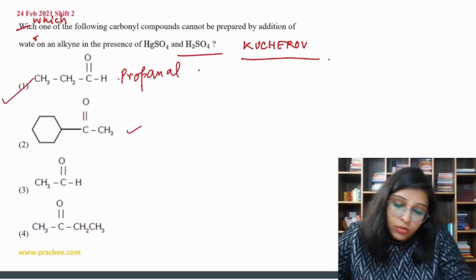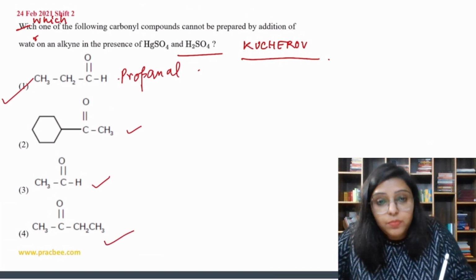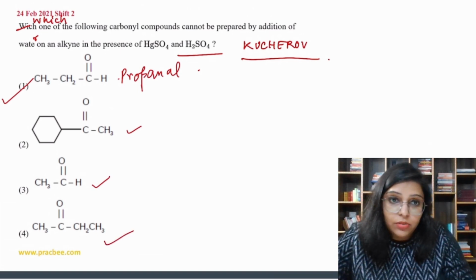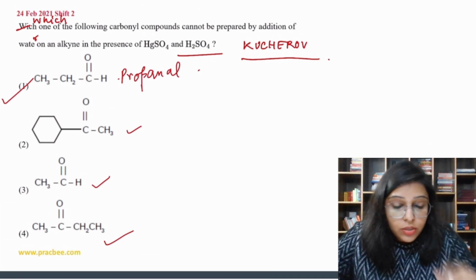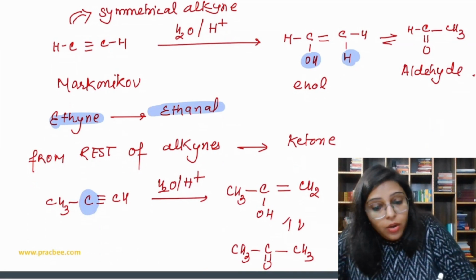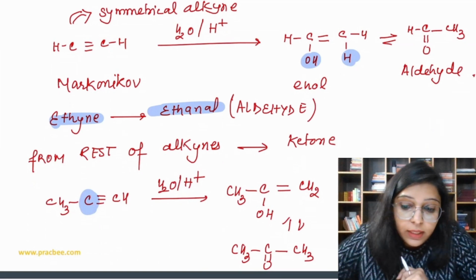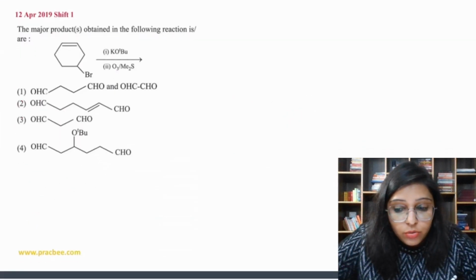This is a ketone, we can prepare. Ethanal, yes, we can prepare. And this is butanone, yes, we can prepare. Understood? So there is no need to check. You just have to learn: from ethyne we get ethanal, the aldehyde, and from the rest of the alkynes we get ketone. Clear? Okay. Now moving on to the next question.